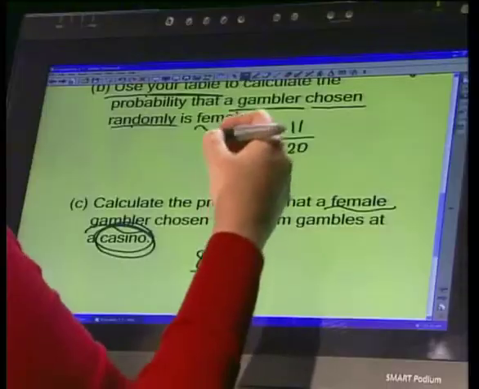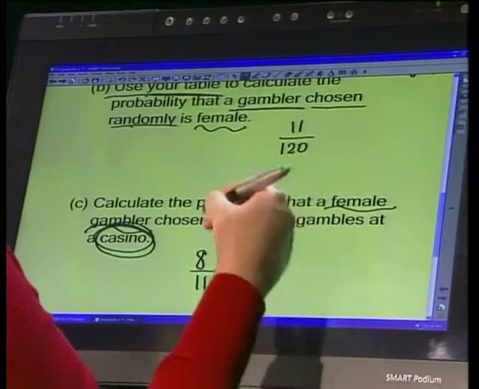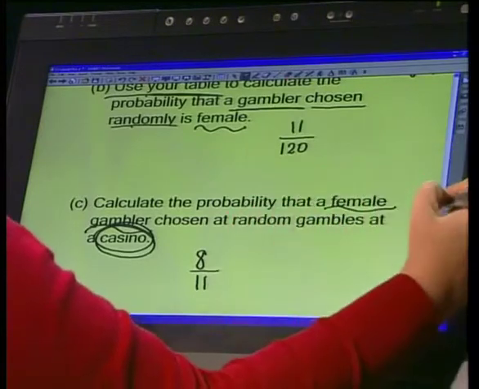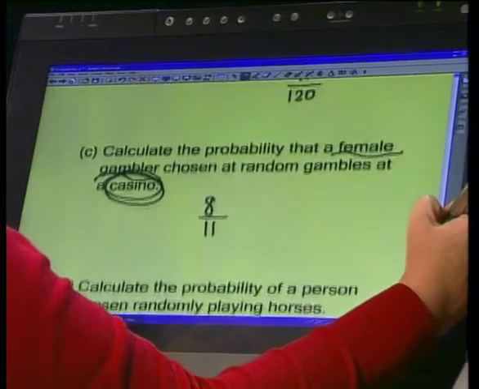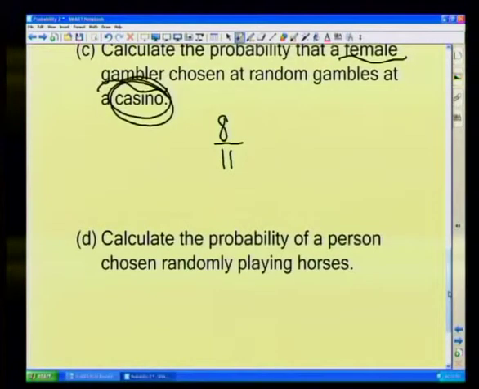So can you see, very different from the first question, because the first question was talking about the whole group and the second question was talking about just the females in the group. Right, let's see what the next question has to offer us. Calculate the probability a person, okay, person meaning anybody, so the whole group, chosen randomly, played the horses.